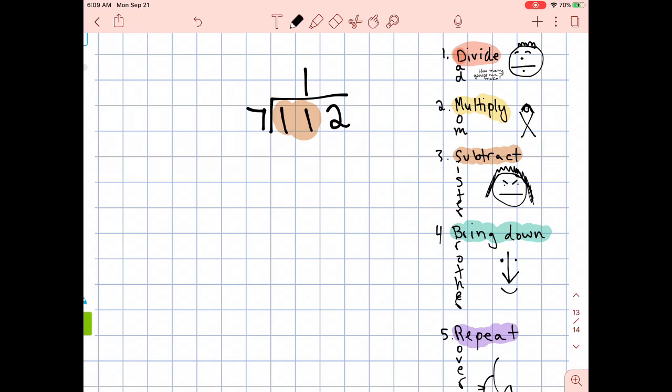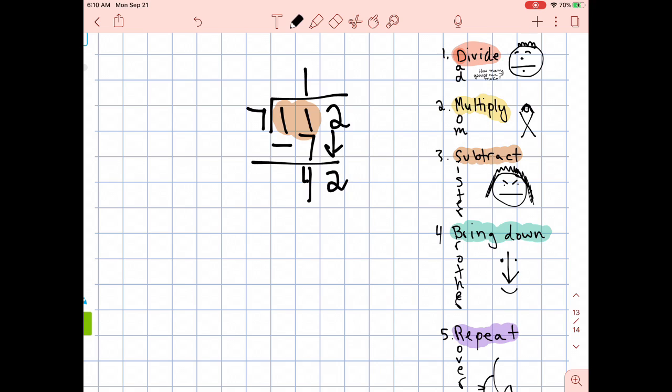All right, next up is multiply. 7 times 1 is 7. Then subtract, that's step 3. 11 minus 7, I'm going to count up from 7 to 11. 7, 8, 9, 10, 11. That was 4. Step 4 is bring down. Bring down the 2. Here's 42.